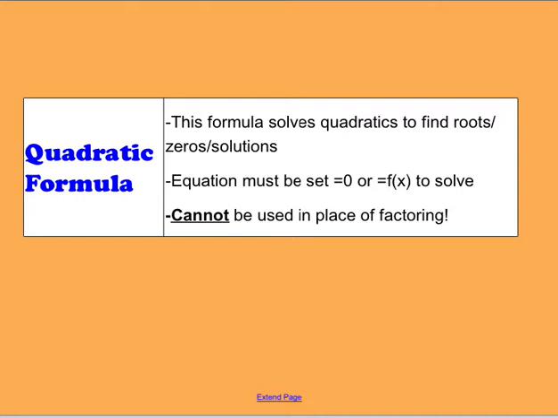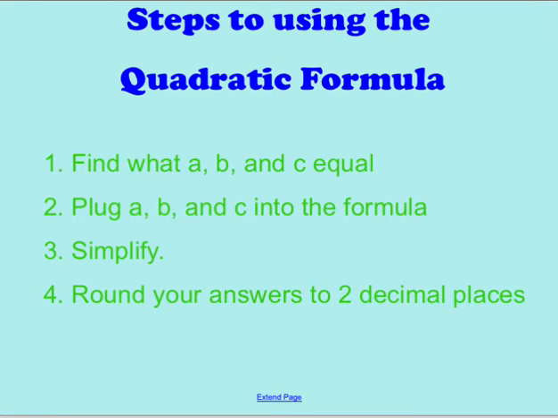Here are our steps. So first, we need to figure out what A, B, and C are. Once we know A, B, and C, we can plug it into that formula that you wrote on the top page. So if it helps you, write the formula on the back page so you can see it while we're calculating out these problems. Okay, then you're going to simplify.